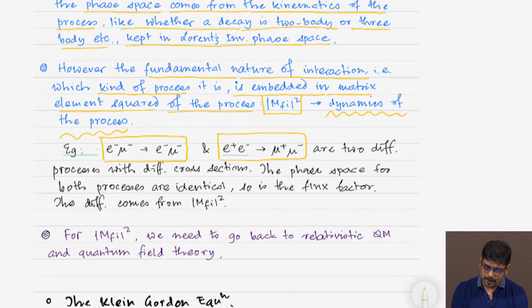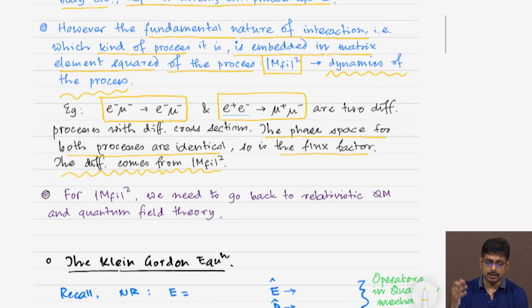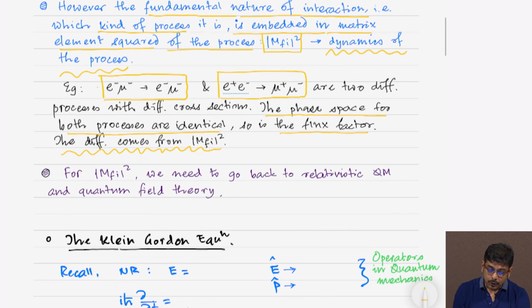However, the phase spaces are essentially the same for both processes, because both have two initial state particles and two final state particles. The flux factor is also identical, so the difference between these two processes in the differential cross section will come from the matrix element squared. Okay. So in order to construct this matrix element squared, we need a consistent theory.